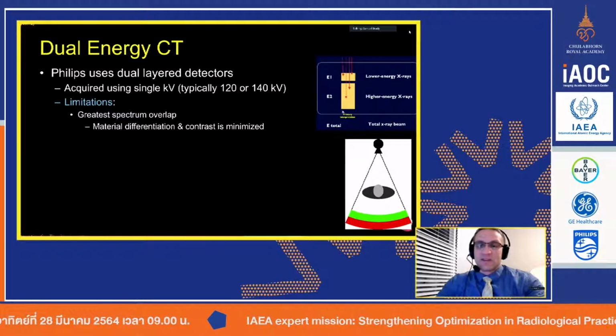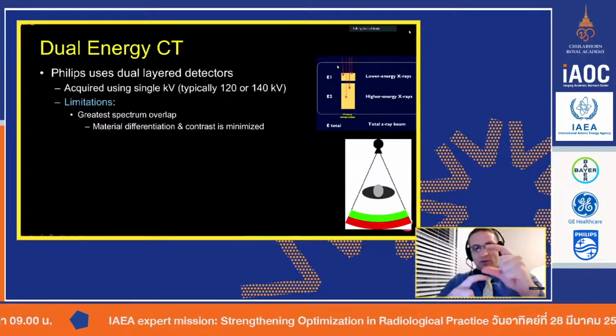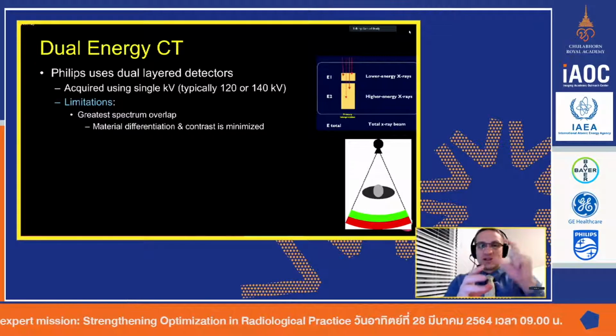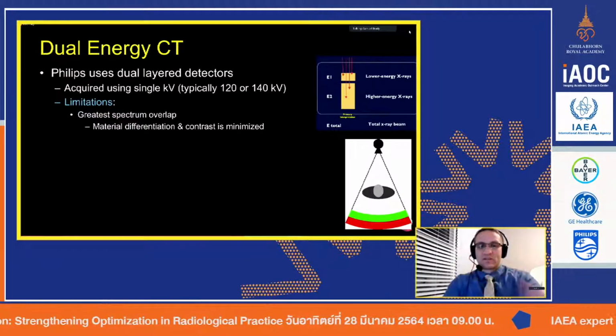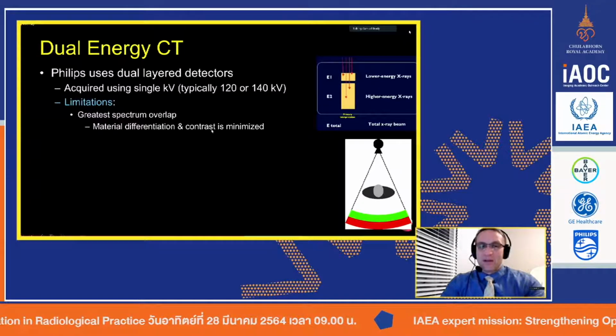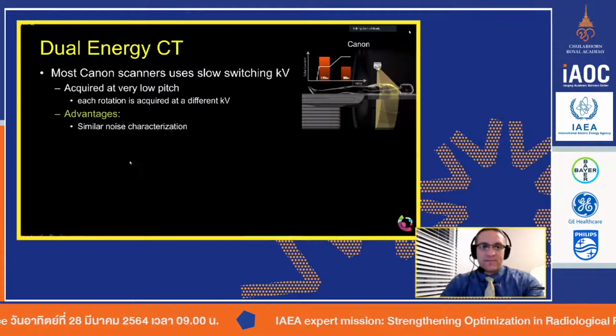Limitation is because you're actually only using 1 kV and you're artificially trying to separate it. There is a lot of overlap when you look at the two detectors and their spectrums. And so because of that, there is a penalty to the types of tissues you can differentiate.